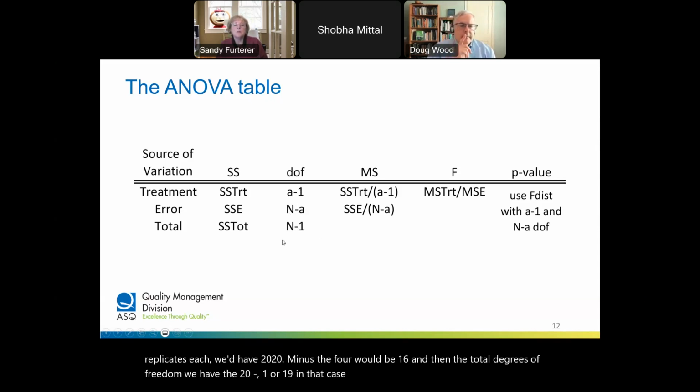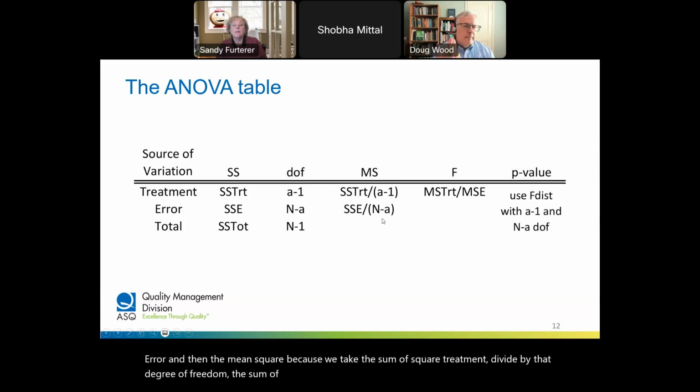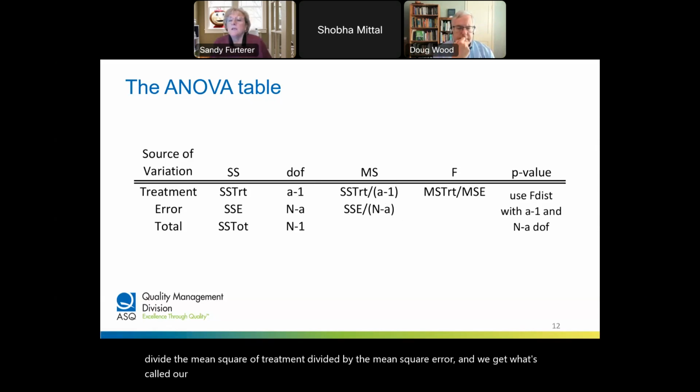So this helps us to be able to calculate our mean square treatment and mean square error, because we take the sum of squares treatment, divide by that degree of freedom, the sum of squares error, divide by that degree of freedom. And then we divide the mean square of treatment by the mean square error, and we get what's called our F statistic, which we compare to a table value or calculate the probability of that occurring.